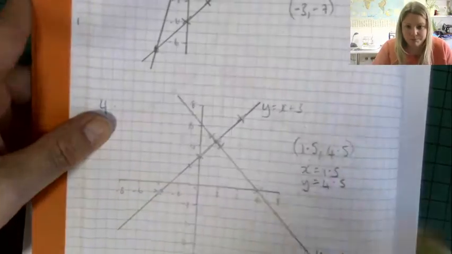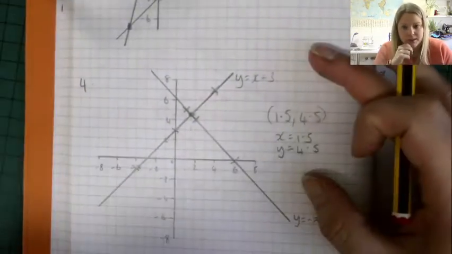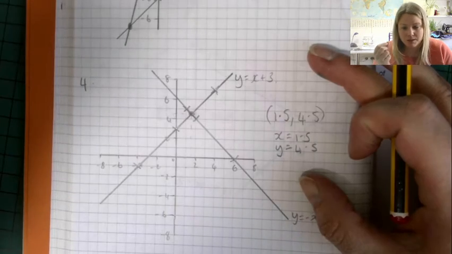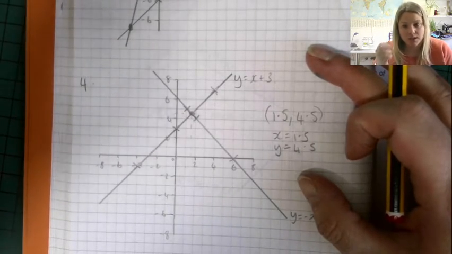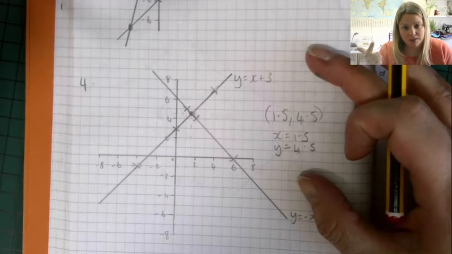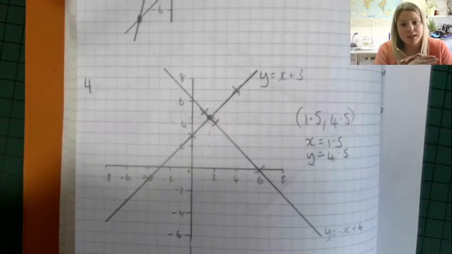I'll go back to this one. So if we have two equations which we can draw two straight lines from, then we can call them simultaneous equations. And the solution of those simultaneous equations are the x value and the y value that fits into both equations, and that's only going to happen at one point. It's only going to happen where those lines cross.